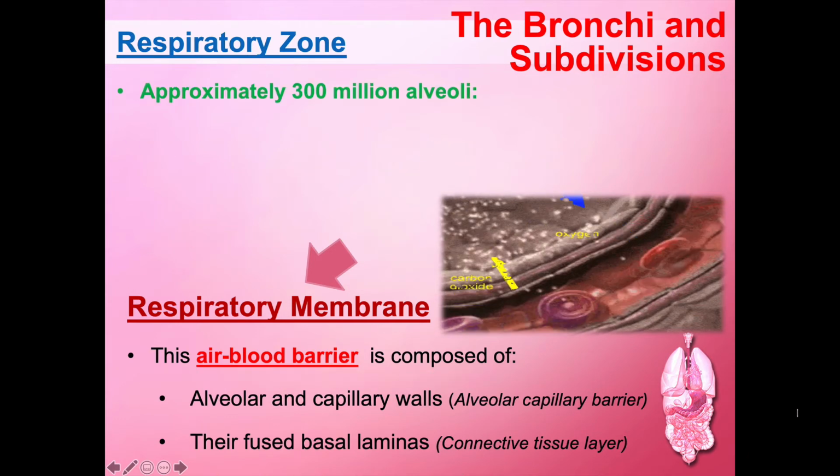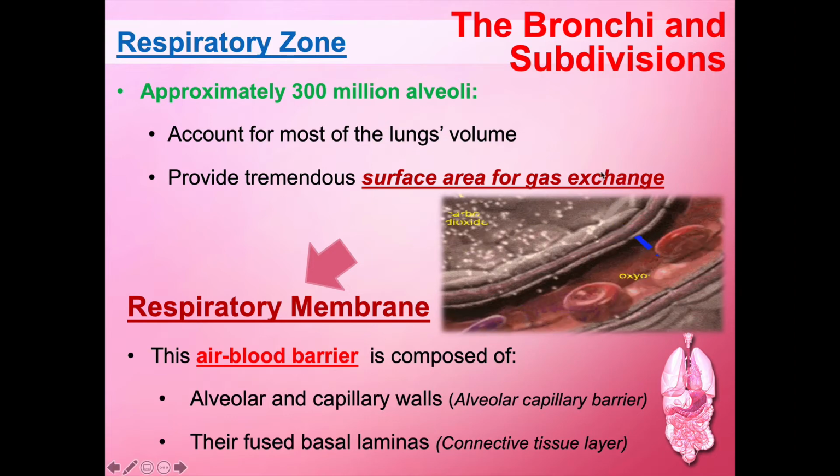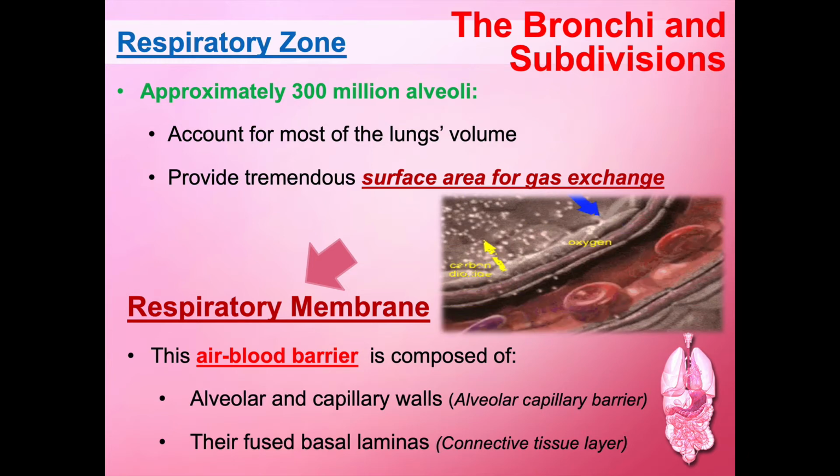Okay, so there are approximately 300 million alveoli, and they account for most of the total volume of the lung. They provide tremendous surface area for gas exchange. Studies tell us that 10% of the alveoli is enough for normal oxygen perfusion during rest.